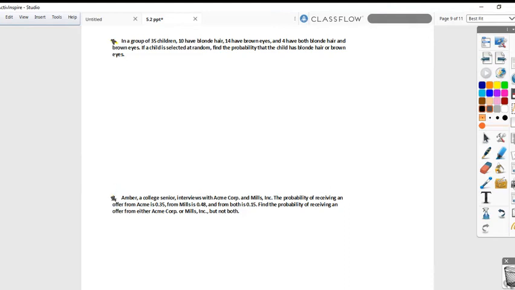Anyway, in a group of 35 children, 10 have blonde hair, 14 have brown eyes, and 4 have both blonde hair and brown eyes. If a child is selected at random, what is the probability they have blonde hair or brown eyes? So let's do it both ways. Blonde or brown. So we have 35 children. 10 have blonde hair, plus, or brown, 14 have brown eyes.